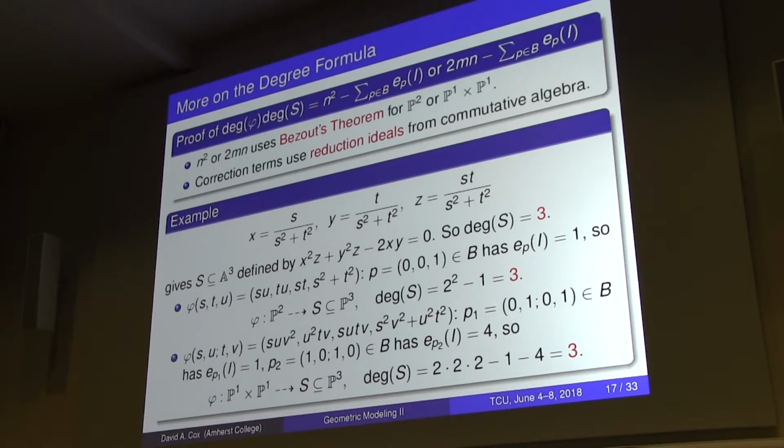But if I use this one, mapping from P1 cross P1 to S, I have two base points. One of the base points has Hilbert-Samuel multiplicity 1, the other has multiplicity 4, and the bidegree is 2, 2. So it has degree 2 in S and U, and degree 2 in T and V. So 2nm is 2 times 2 times 2, which is 8. But when I subtract off the multiplicities of the base points, I get 5, so I still get the 3. So it doesn't matter which model you do, provided you count the base points and the multiplicities appropriately. So that all fits together very nicely.